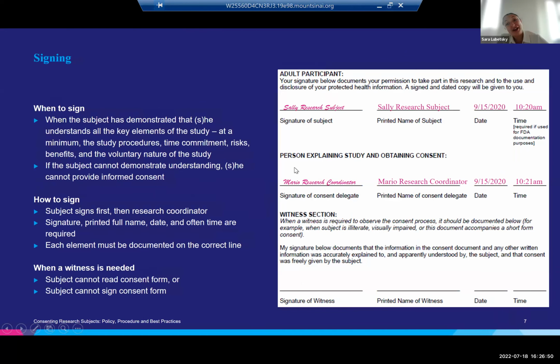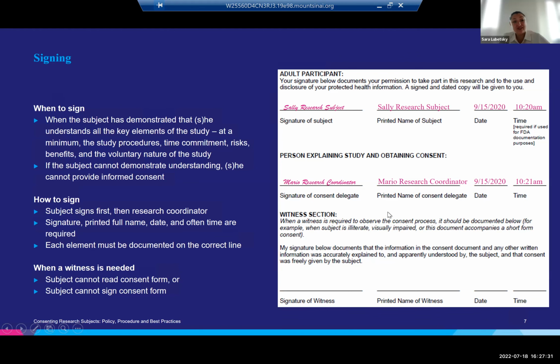So as we get to the final page of the consent form, you will see that we have 3 signature blocks. There's one for the participant. There is one for the research coordinator or the person who is obtaining consent. And there is one that is sometimes used for a witness. So if we're doing a typical in-person consent, this is what it should look like. The adult participant would sign first, and then after, the research coordinator would countersign.